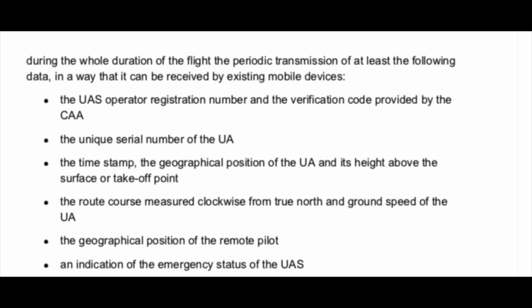It's going to transmit the operator registration number and verification code provided by the CAA. This is all to be decided yet, but this is not good, because this means if you can see someone's registration ID, you can see whose drone it is. We'll get to why that's important in a minute. Unique serial number of the drone, well, it's already on the aircraft anyway. Why does it need to be transmitted electronically? Who knows? Real-time transmission of where it is and what it's doing.